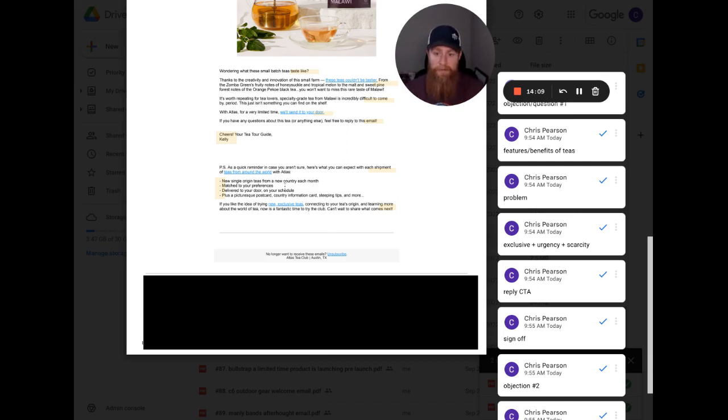Matched to your preferences, so you can choose what you prefer: notes, tastes, flavors, etc. Delivered to your door on your schedule. So you choose, and I'm assuming they have weekly, bi-weekly, monthly, quarterly, whatever that is. They probably have certain scheduling things that you can do with your deliveries, and then plus a picturesque postcard, country information card, steeping tips, and more. So with every type of tea that you get, they give you information, a postcard from the area, the country it came from, the information of that, steeping tips of how to actually prepare and enjoy the tea, and more.